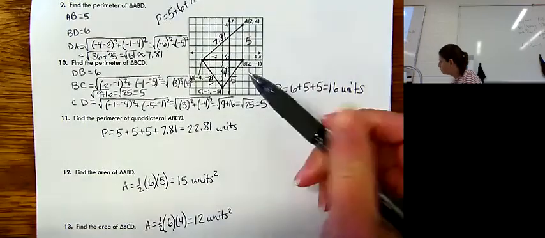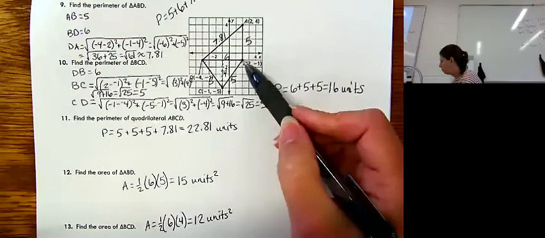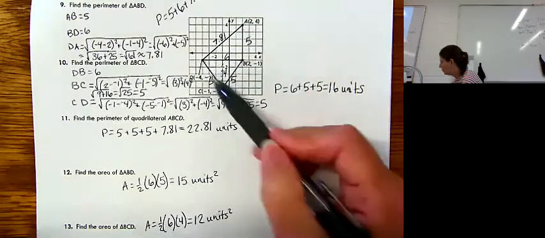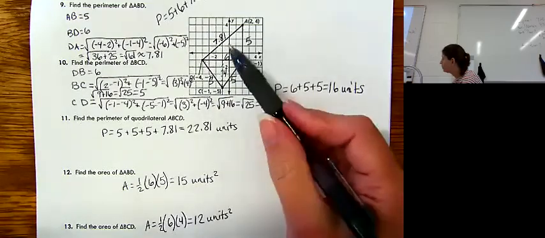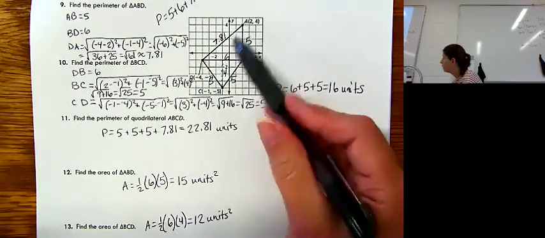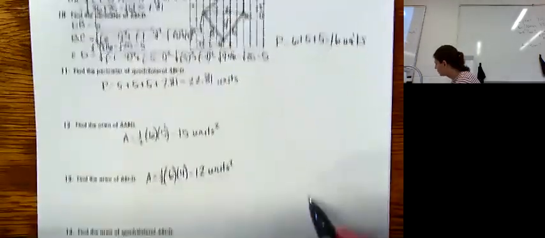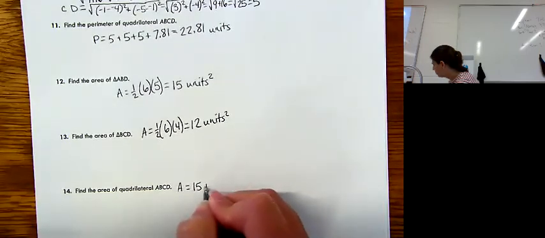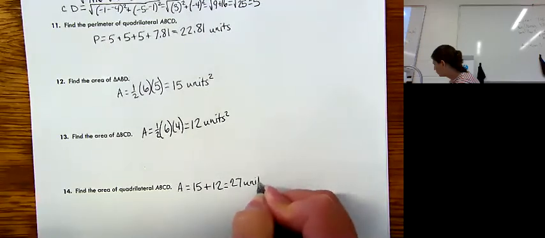So although there is a formula for finding the area of the whole shape, if we know the area of this triangle and we know the area of this triangle, kind of like the segment addition postulate, if we add these two triangles together, we can find the area of the entire shape. So for 14, we can really just find the area by taking 15 plus 12 to find out that it's 27 units.